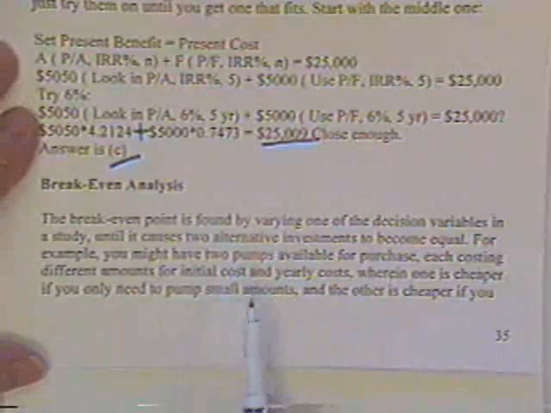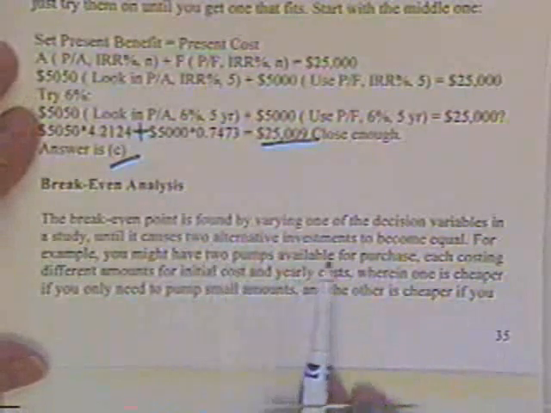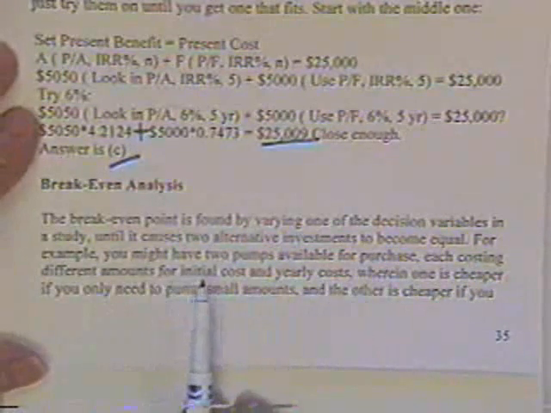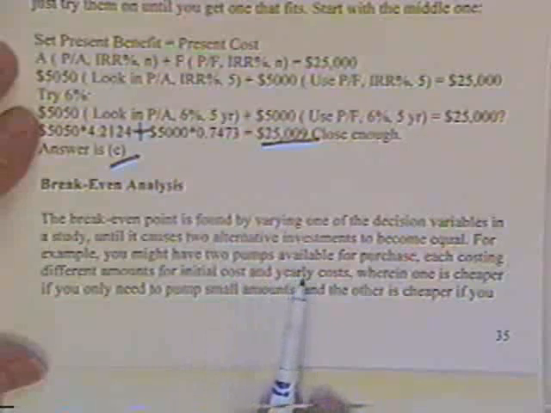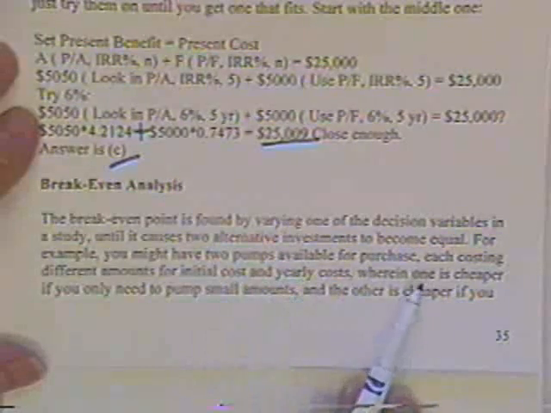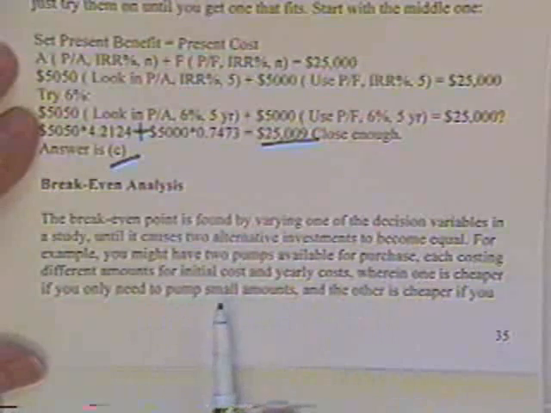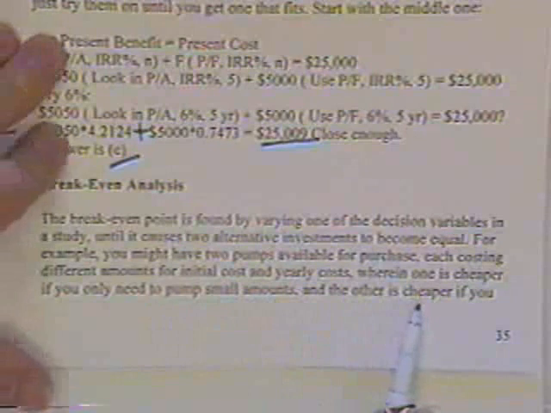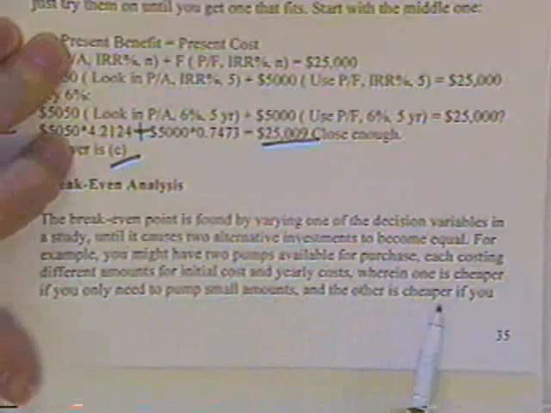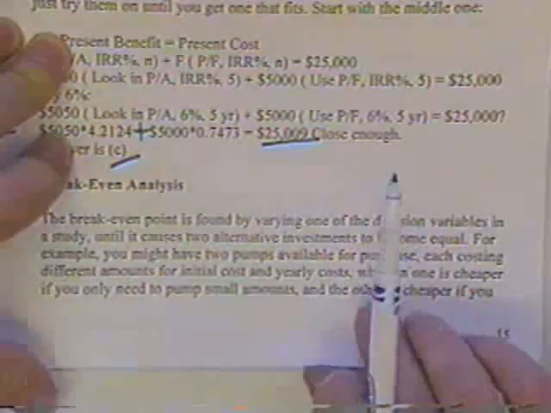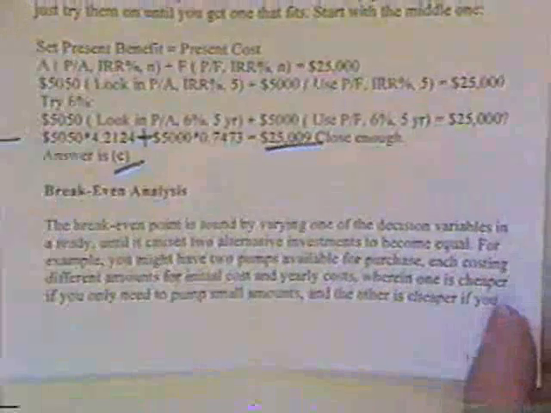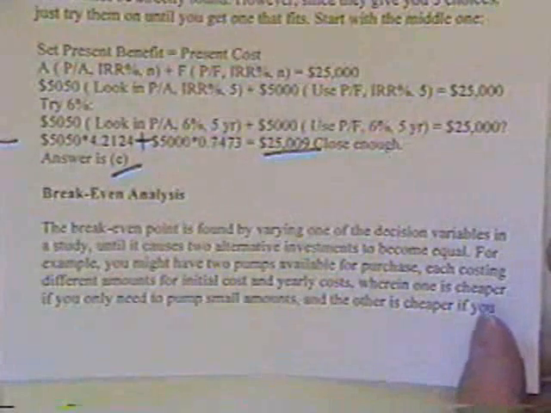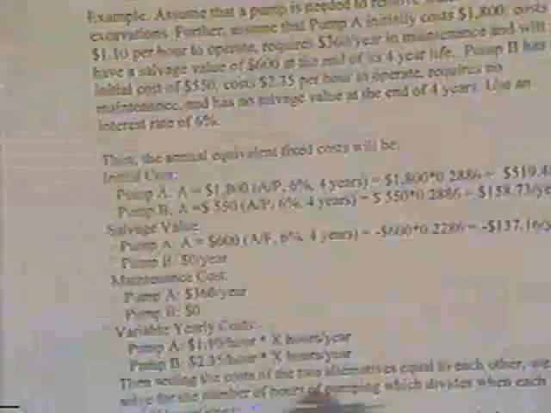Here's another thing that's break-even analysis. There's two things you can use this for. Here you might have two pumps available for purchase. They cost different amounts initially and for maintenance, but one is cheaper if it only has to pump a little bit of water, but the other one will be cheaper if you have to pump a whole bunch of water because it's a more efficient pump, although it costs more to begin with. So which of the two pumps would actually be the better pump, and at which point would be the break-even point when you'd know which pump to buy?